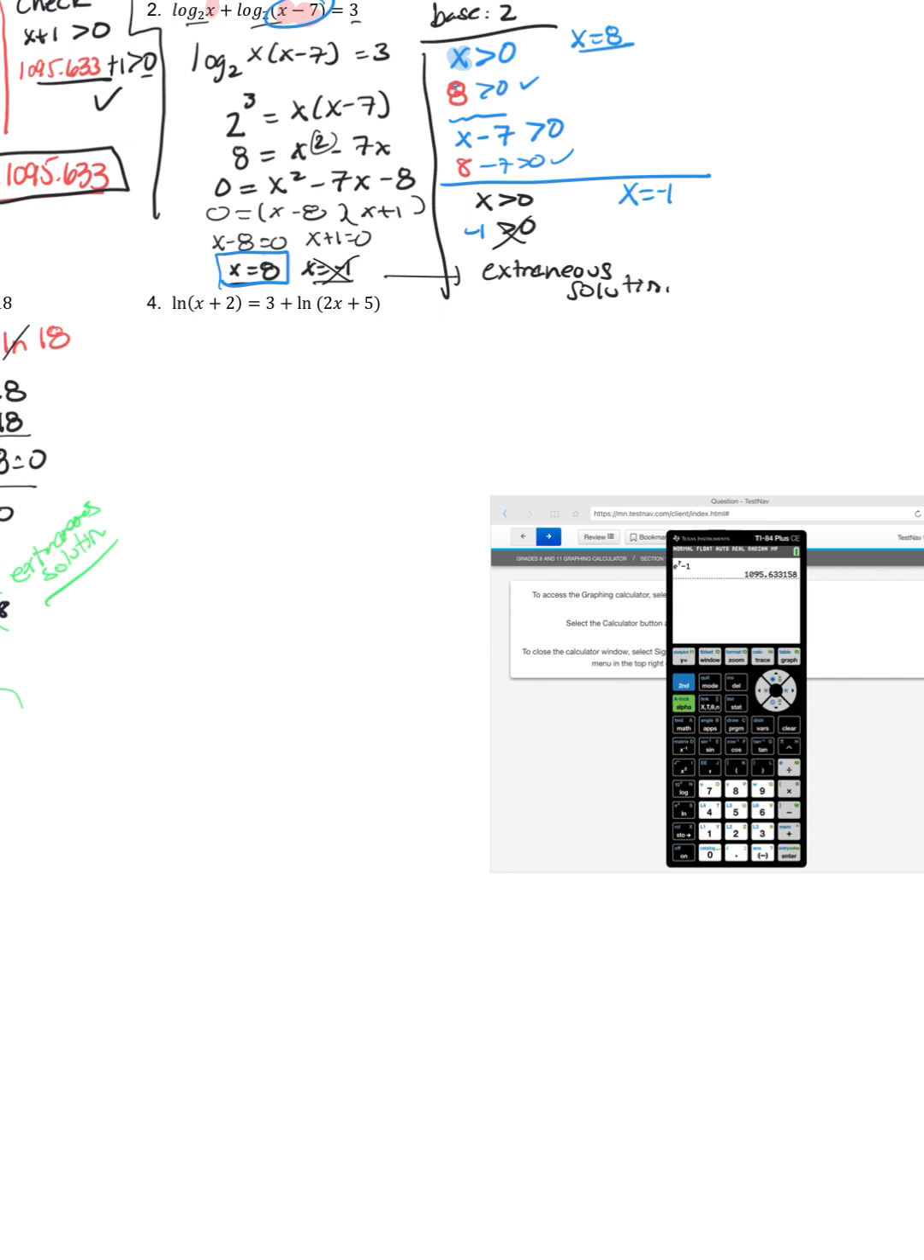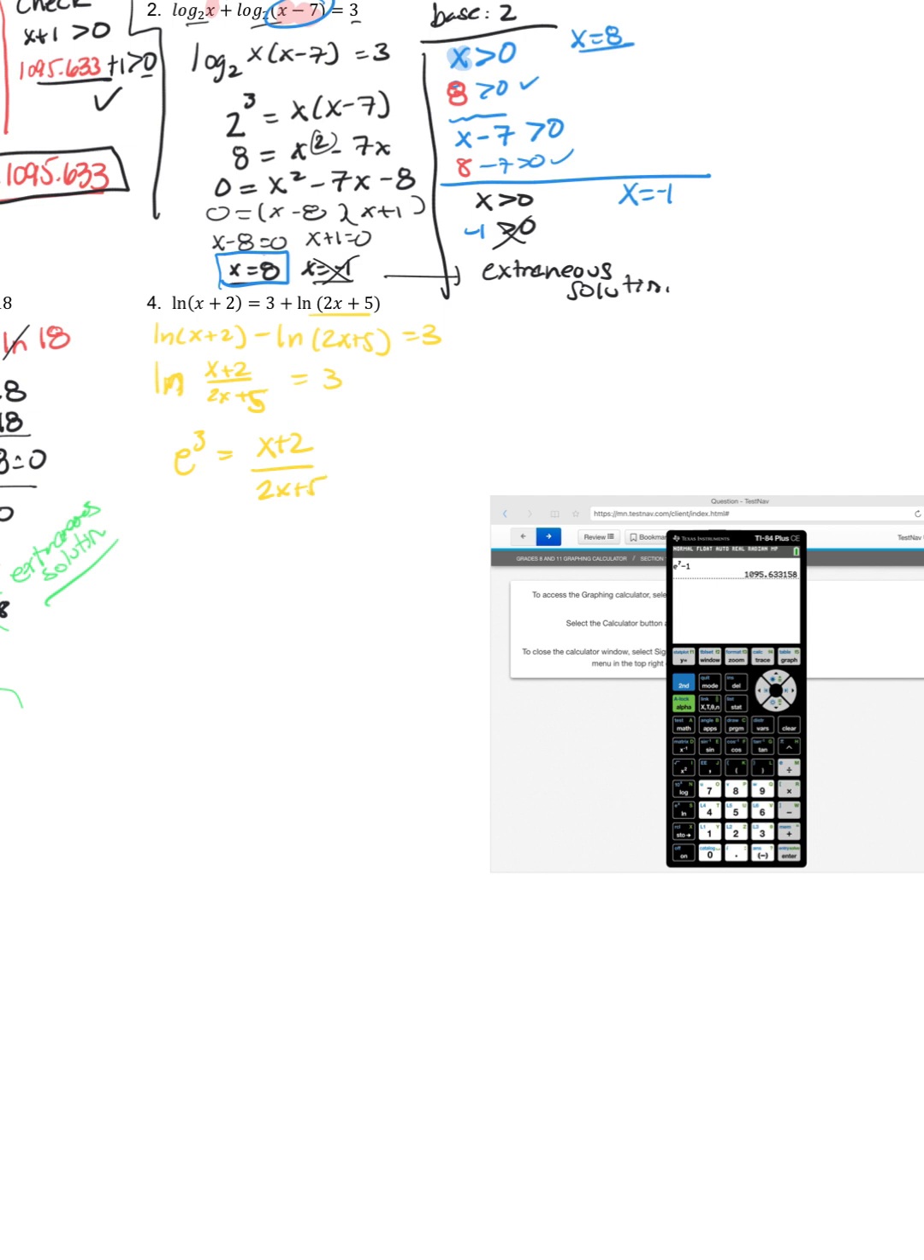We have the ln. I need this moved over. So that'll be the ln of x plus 2 minus the ln of 2x plus 5 equals 3. Okay, so division, because I need a single log, so that's going to be division, and that equals 3. Remember, my base is e, so now I can change this to exponential form. So that's going to be e cubed equals x plus 2 over 2x plus 5.